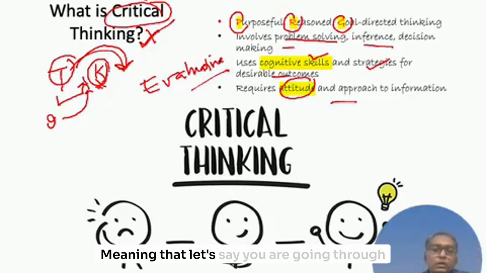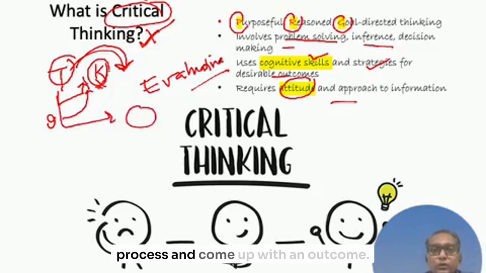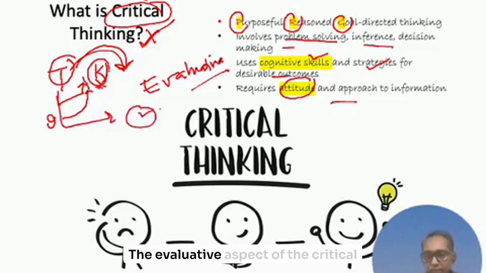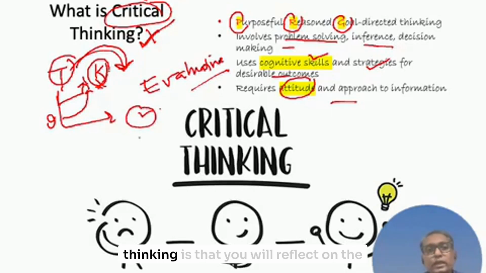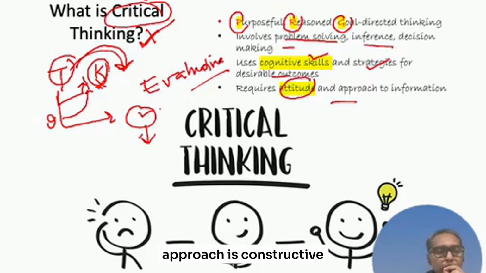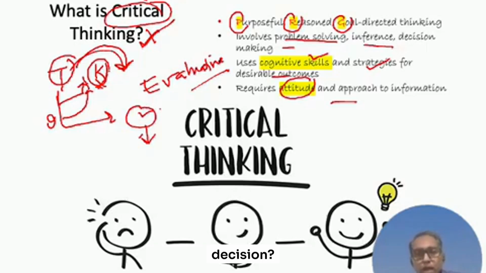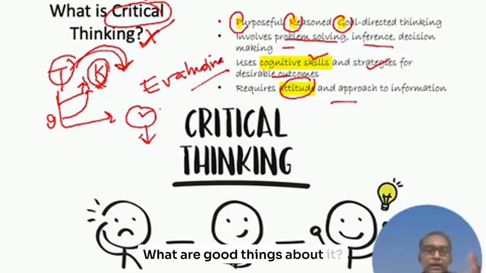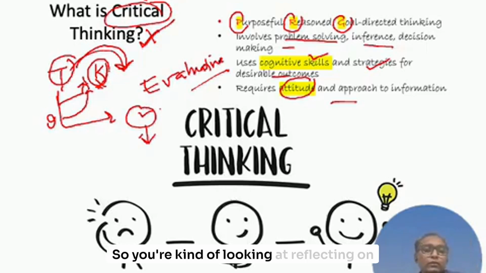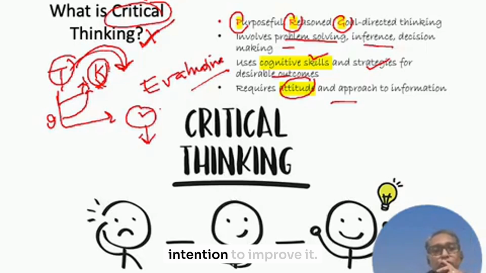Meaning that, let's say you are going through a thinking process of making a decision to buy a car. So you went through some thinking process and came up with an outcome, right? The evaluative aspect of critical thinking is that you will reflect on the outcome. And when you reflect on the outcome, the approach is constructive. So you're looking at, okay, is this a good decision? Is it a good outcome? What are good things about it? What are bad things about it? So you're reflecting on your own decisions you've made with the intention to improve it.